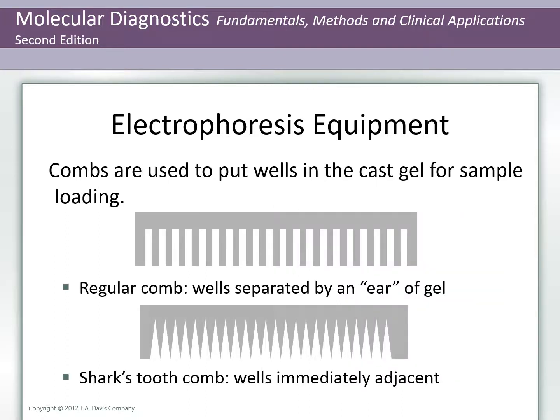A component of the electrophoresis equipment are the combs. These are used to put wells in the cast gel for sample loading. The number and size of the comb's teeth determine the number of wells in the gel and the sample volume that can be added to each well. There's the regular comb, in which the wells are separated by an ear of gel, and the shark's tooth comb, where the wells are immediately adjacent. An advantage to the shark tooth configuration is that the lanes are immediately adjacent to one another, aiding in lane-to-lane comparison. The comb can also be left in place with the shark's tooth, whereas the regular comb needs to be removed before loading sample.